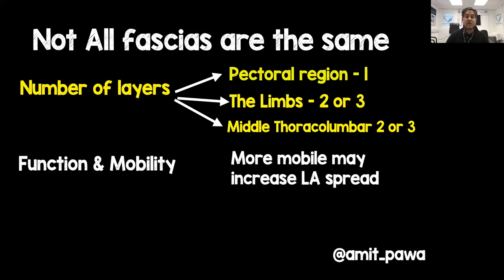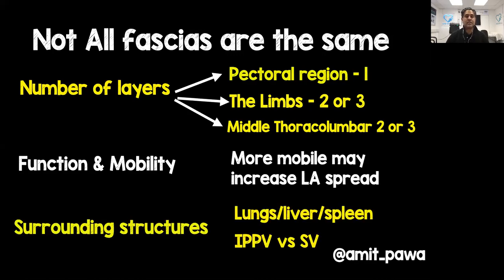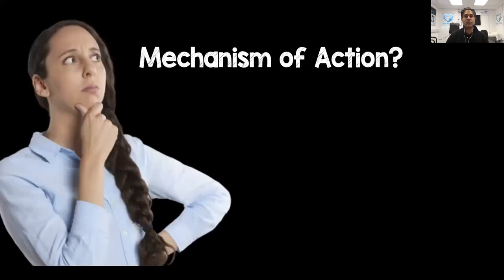They may differ by function and mobility. And some fascias may be more mobile and may glide on each other, and that may help spread local anaesthetic. But also they may have different surrounding structures, the lungs, the liver, the spleen, and the presence of these structures and positive pressure ventilation or spontaneous ventilation may all influence the way that fascial plane blocks work.